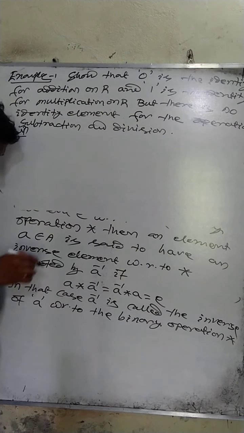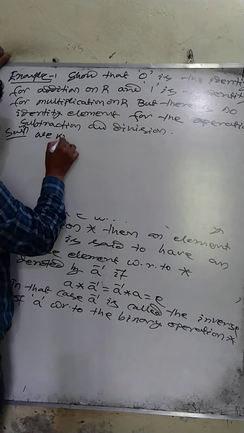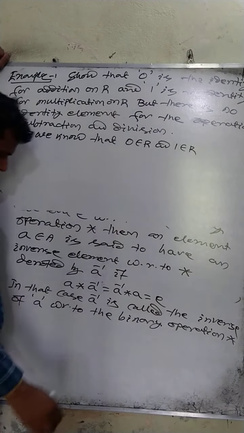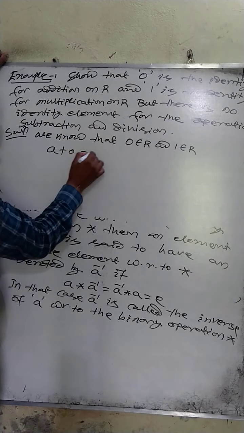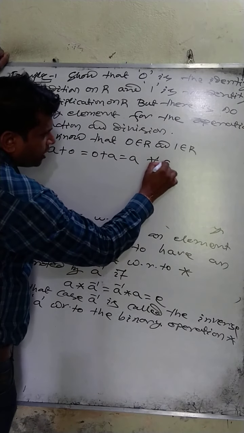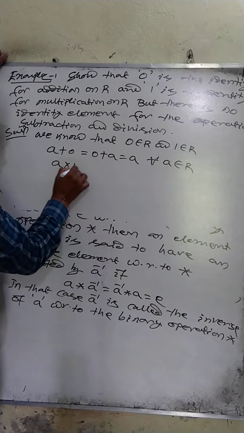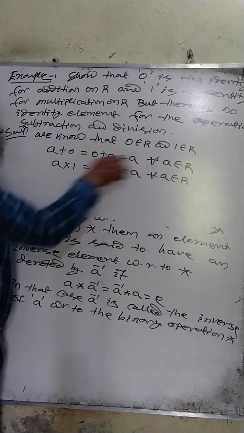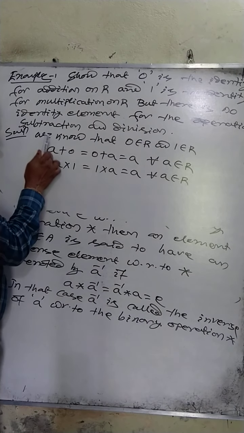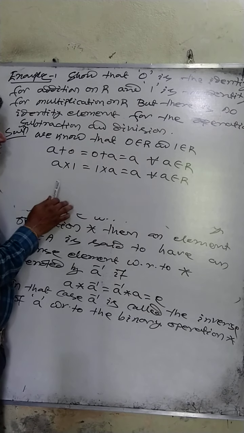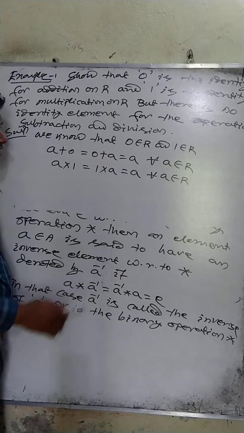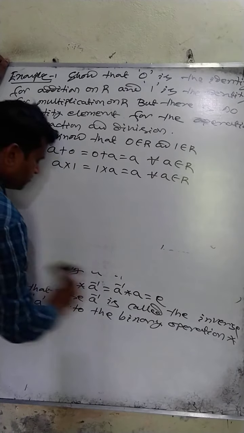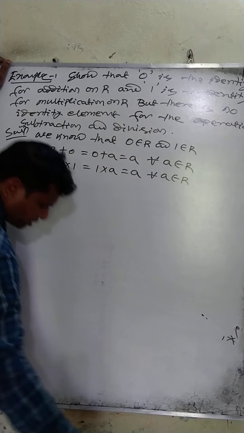Solution. We know that 0 belongs to R and 1 belongs to R. a plus 0 is equal to 0 plus a, which equals a, for all a belongs to R. a into 1 equals 1 into a equals a, for all a belongs to R. That means if a is any real number, then if we add a with 0, we get that number a. If we multiply a with 1, then we also get a. So 0 and 1 are the identity elements of the binary operations addition and multiplication.